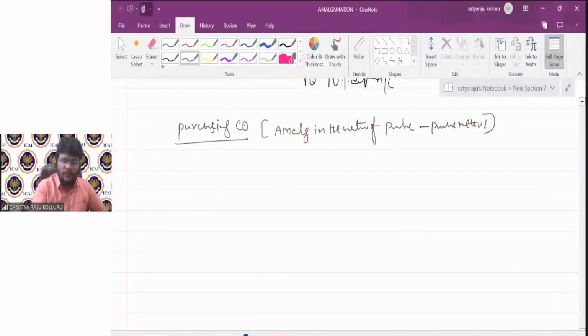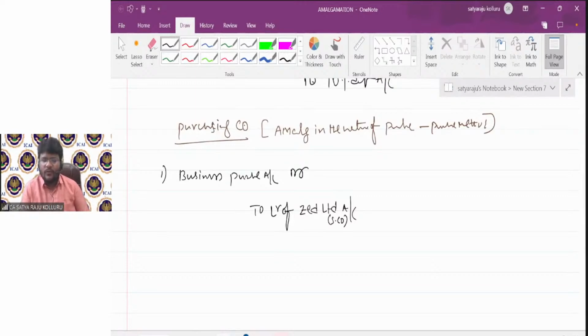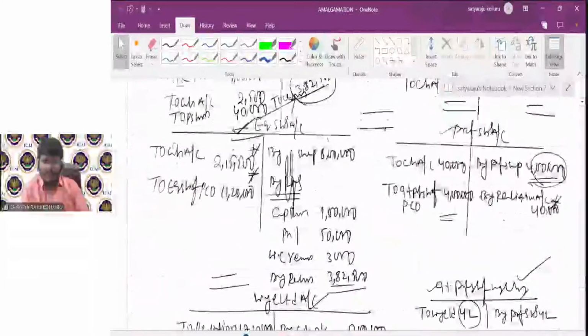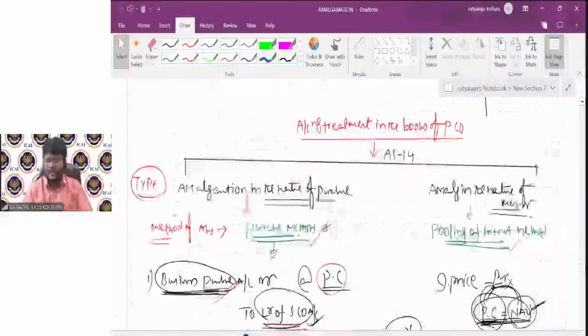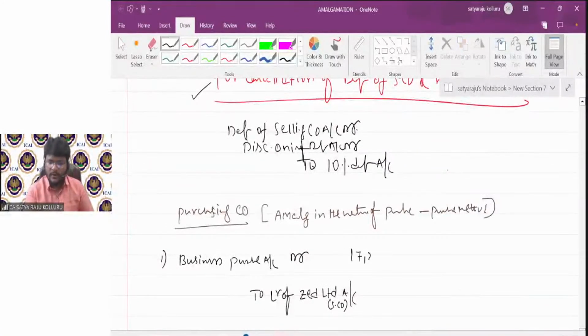Now, the first and foremost entry: Business Purchase Account debit. What are you purchasing? Business Purchase Account debit to liquidator of the selling company. Here, selling company means Z Limited. Guys, PC is how much? We already calculated the purchase consideration in the last class. Please all of you open that. So PC is how much? 17,20,000 is the purchase consideration. The same amount you can record here. 17,20,000.